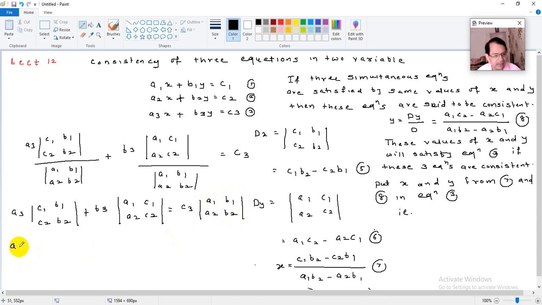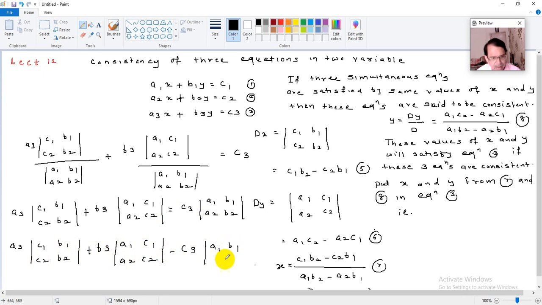करेक्ट, this is a3 now, a3 into c1b1 and c2b2 मायनस किंवा प्लस, ओके, b3 into a1c1 a2c2 आणि मायनस c3 इंटू, कारण हे आपण राईट हँड साईडला आहे ते लेफ्ट हँड साईडला नेऊया, a1b1 a2b2 and this will be equal to 0. See, this is the condition that actually I will get. Whenever this is satisfied, then we can say that these equations are consistent.